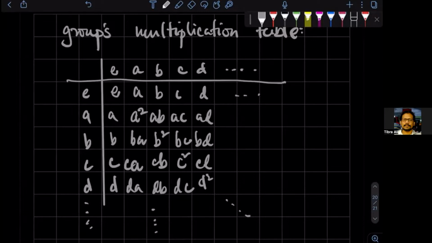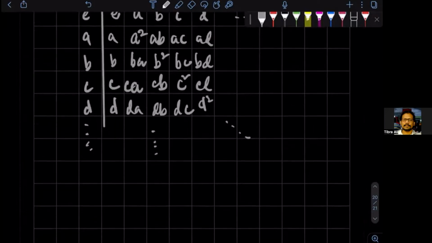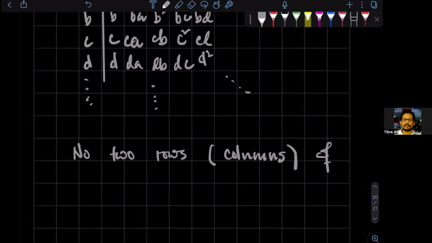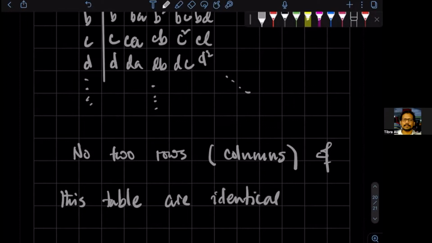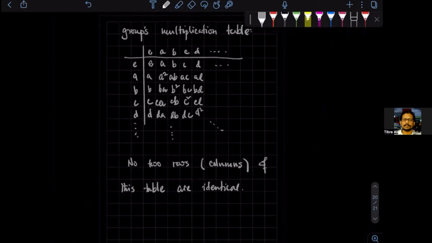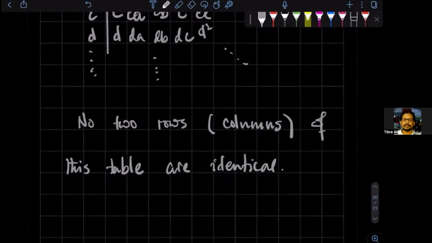Now, I'm going to make a simple observation, that no two rows or columns, for that matter, of this table are identical. Okay, so they all have the same elements, but they are shuffled and their ordering is different, right? So how do we prove this? Of course, we use our favorite technique, which is reductio ad absurdum.